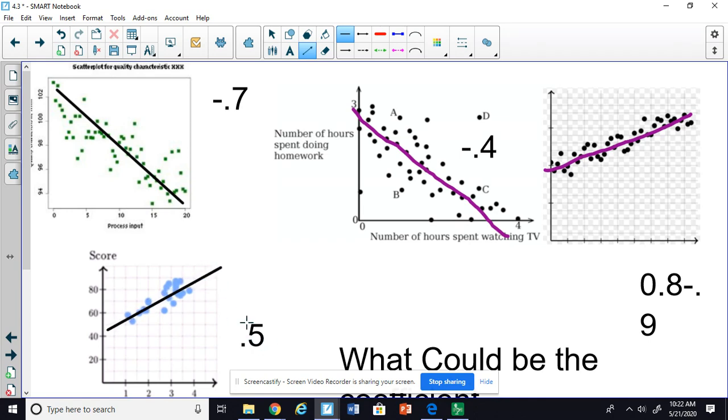I would say this would be possibly like a 0.7 also. Those two I think are pretty close together. Okay, and that's all we did for class.